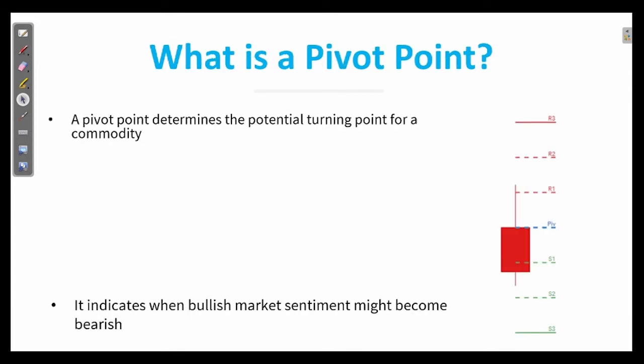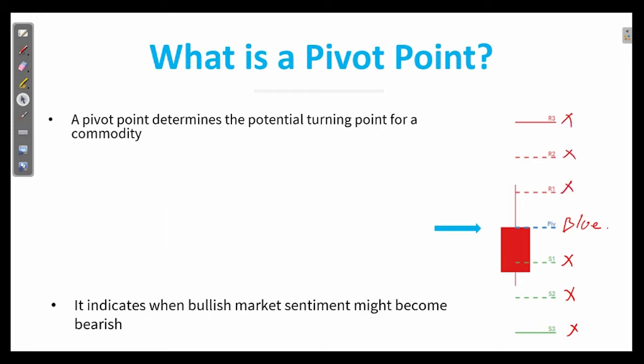Now, what is a pivot point? A pivot point is actually a turning point of the market. Now, as you can see here, the pivot point is this blue one. This is the pivot point. And then this is your first support level, second support level, and third support level. At the same time, likewise, it's the first resistance, second resistance, and third resistance.